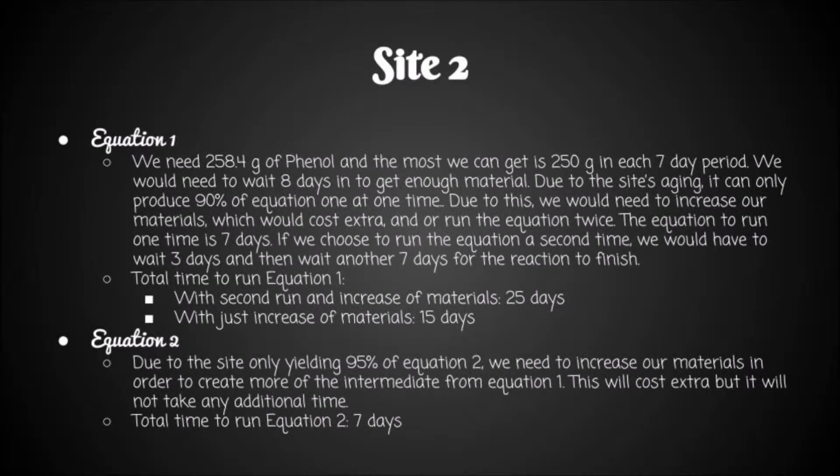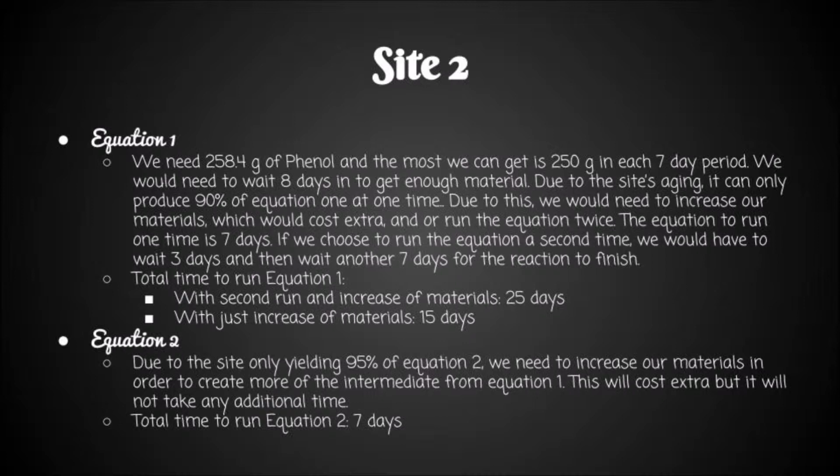For Site 2 Equation 1, we need 258.4 grams of phenol, and the most we can get is 250 grams in each 7-day period. We would need to wait 8 days in order to get enough material. Due to the site's aging, it can only produce 90% of Equation 1 at one time. Due to this, we would need to increase our materials, which would cost extra, and/or run the equation twice.